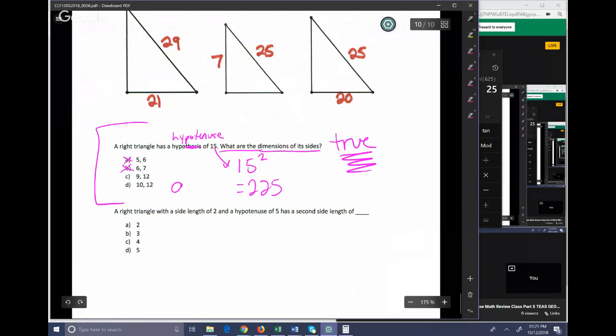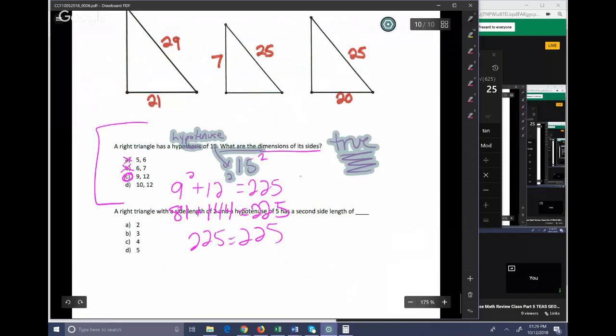Let's try 9 and 12. So we're going to plug them into the formula. It's absolutely crucial that you never forget to square something here. So 9 needs to be squared to 81. 12 needs to be squared to 144. Those two do add up to 225. So we wind up with a true statement that 225 equals 225.